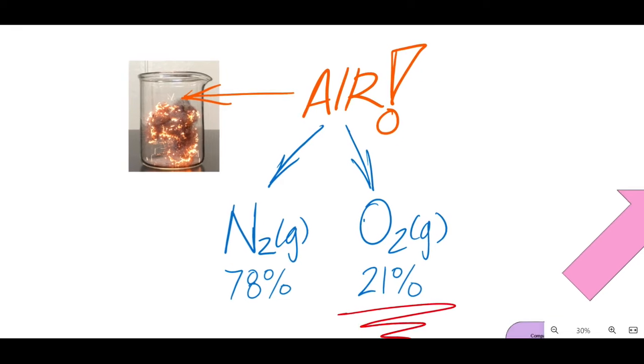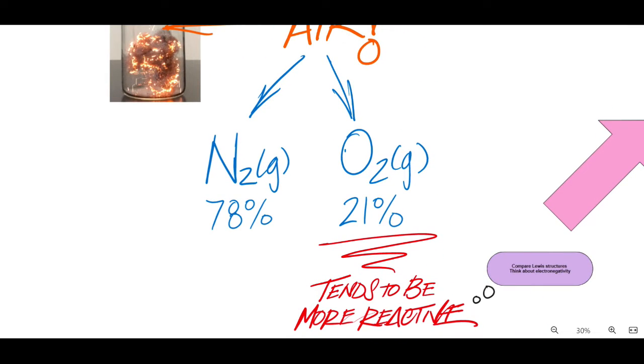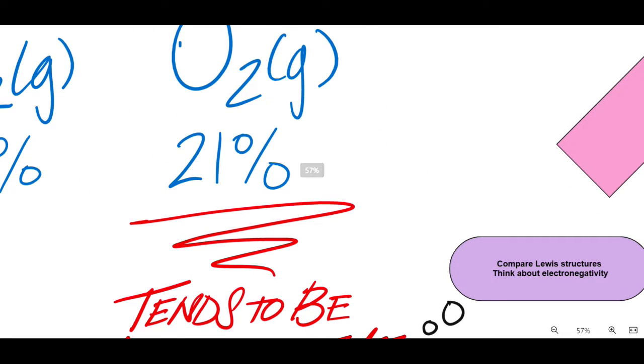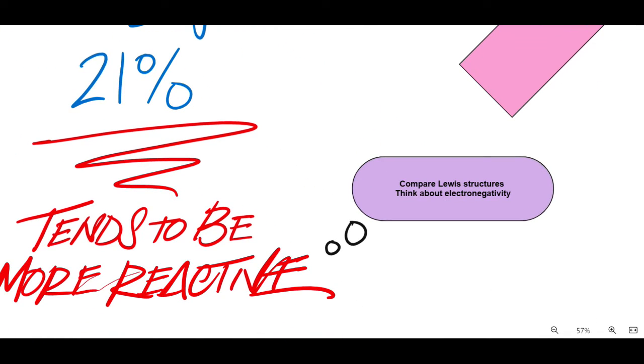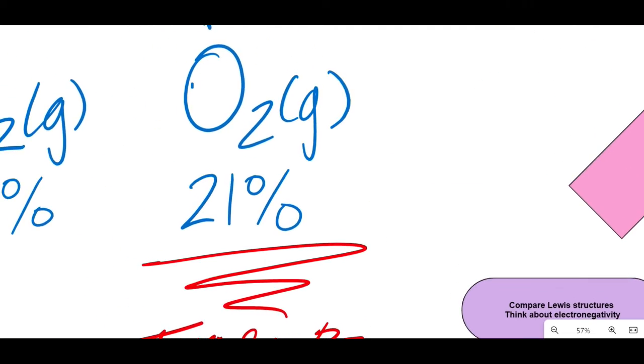But actually, oxygen tends to be much more reactive. Now, if you're wondering if I'm going to explain why oxygen is more reactive, I'm not. I can't get into that in this video, but here's some clues for the curious folks out there. Compare the Lewis structures of N2 and O2, and also think about electronegativity. But back to oxygen for a second.